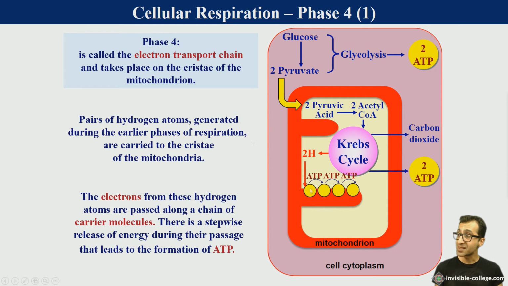Now again, this is a stepwise release of energy as these electrons are transported, and each time the electrons are transported from one carrier to the next, because the first carrier is at a higher energy level than the second carrier, the difference in energy is used to directly drive the formation of ATP from ADP.